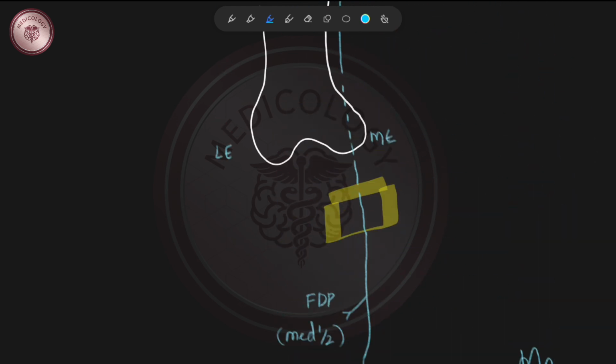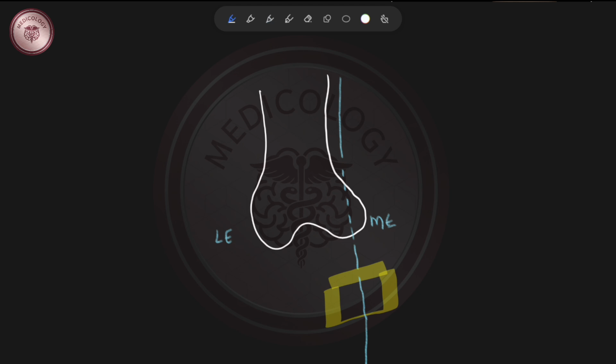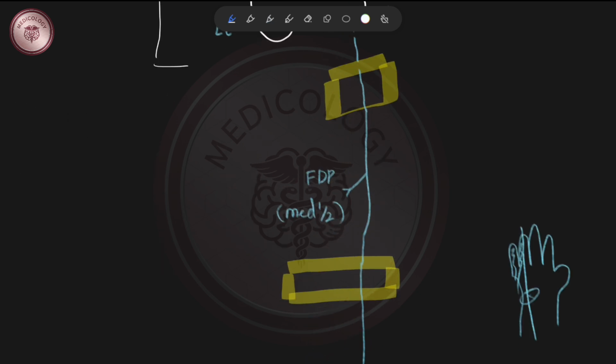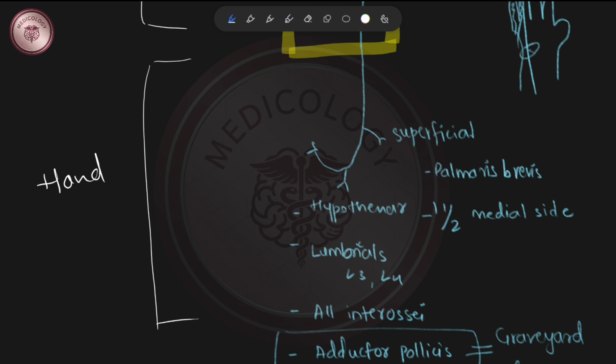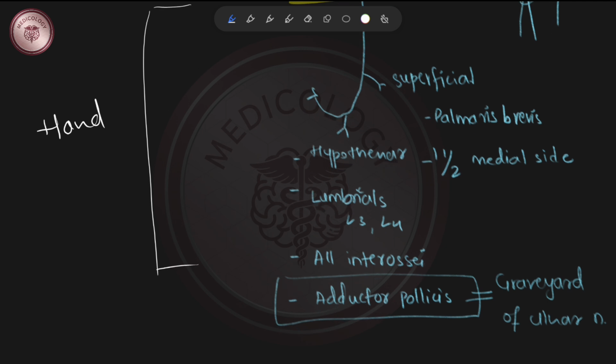So, let's see. This is in the arm region, then the forearm, and in the hand. All the muscles in the hand are mostly supplied by the ulnar nerve, except the thenar group, that is the 3 muscles, and the lumbricals L1 and L2. The rest are supplied by the ulnar nerve.